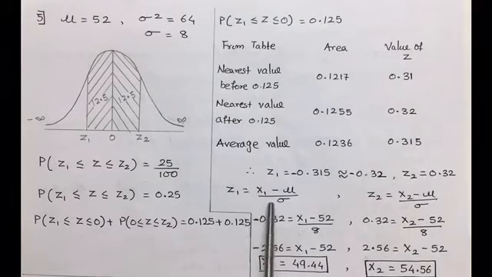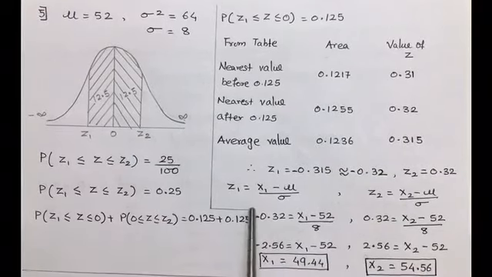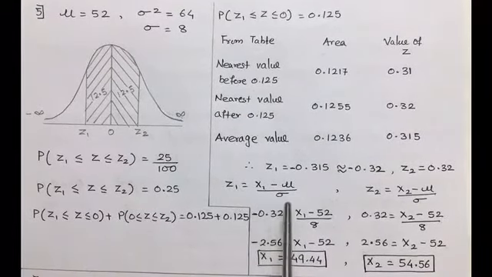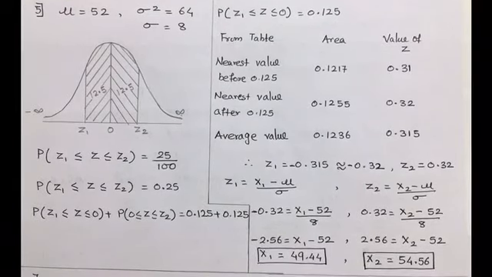Converting it into X1 and X2 values by using the formula Z1 is equal to (X1 minus mu) upon sigma, keeping the value of Z1 as minus 0.32, mu and sigma as 52 and 8. Calculating it, we get the value of X1 as 49.44.